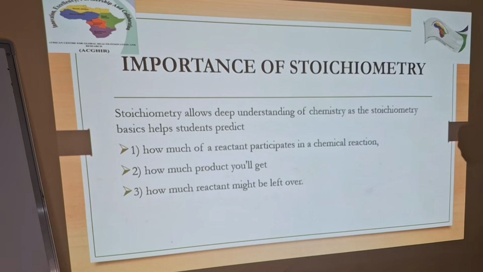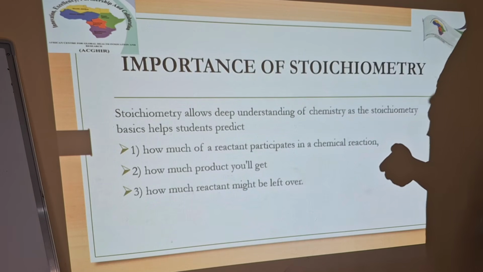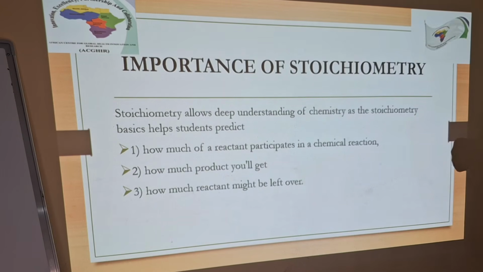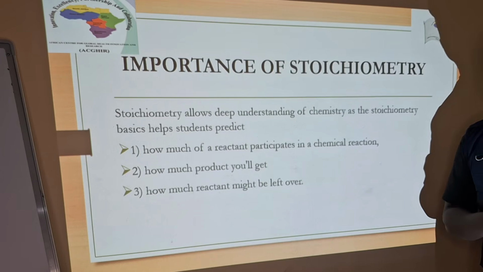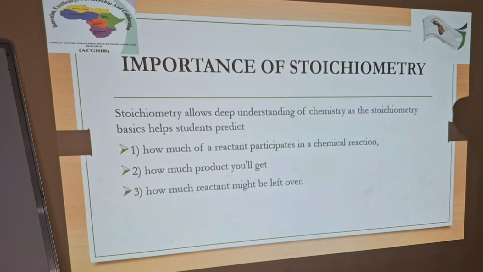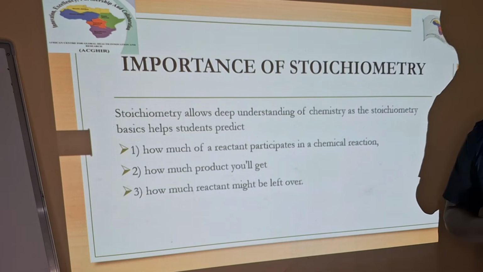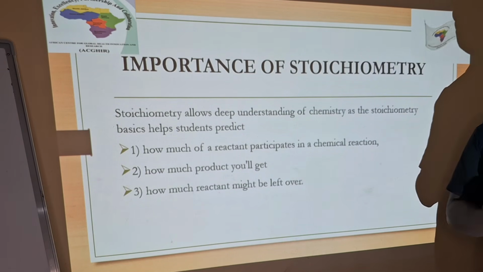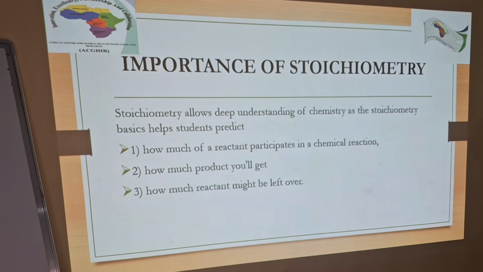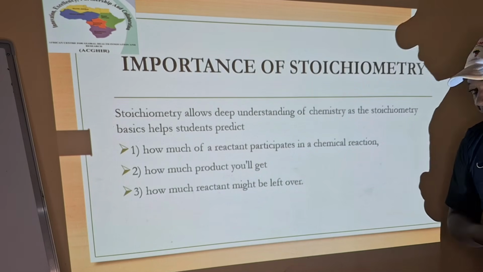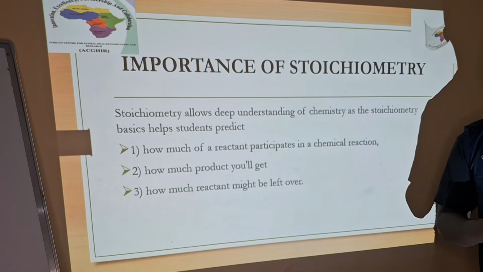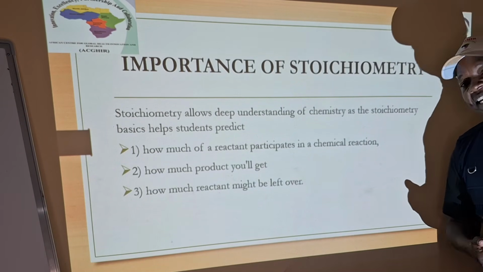So why is stoichiometry important? Stoichiometry is important because it allows a deep understanding of chemistry, as it allows students to, one, predict how much of a reactant participates in a chemical reaction. Secondly, it allows students to predict how much product is going to be obtained. And lastly, how much reactant might be left over, if any.